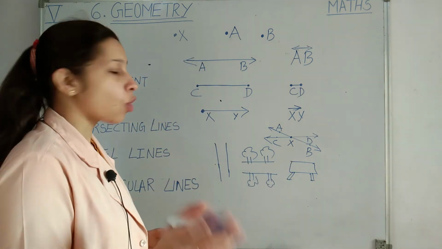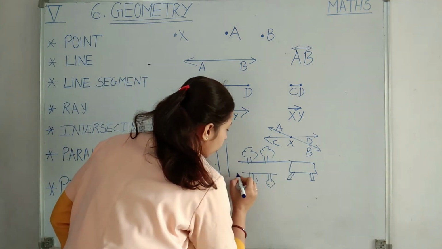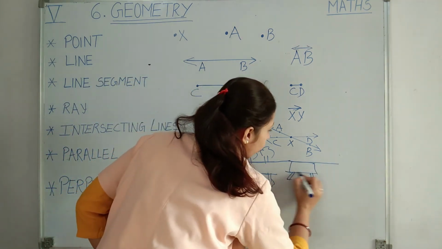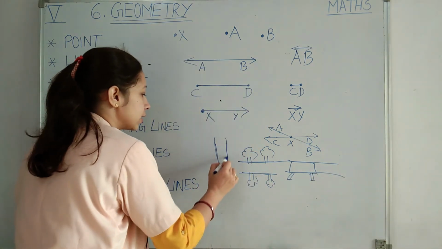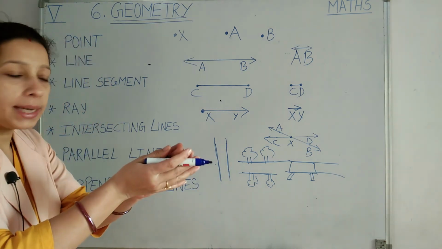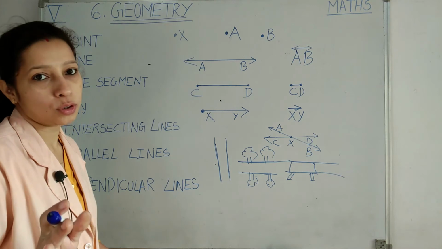So students, what's common here? Here we can see that the road is simply going in this direction, the bench is simply going in this straight direction, and the railway tracks again are going in this direction. Are they going to meet each other, students? Are they going to cross each other? No, they are never going to cross each other.